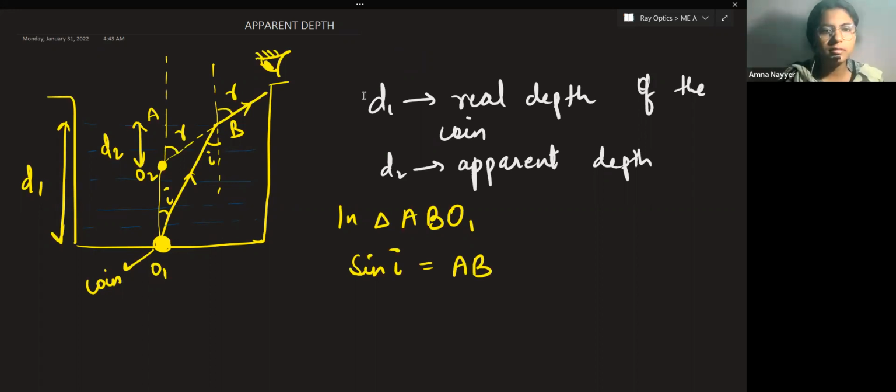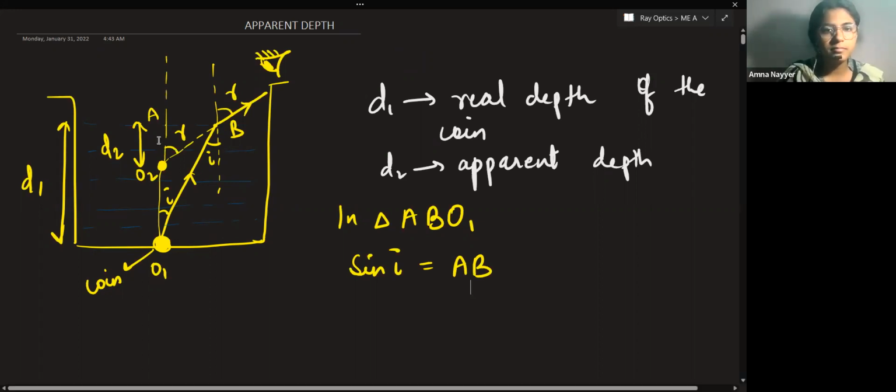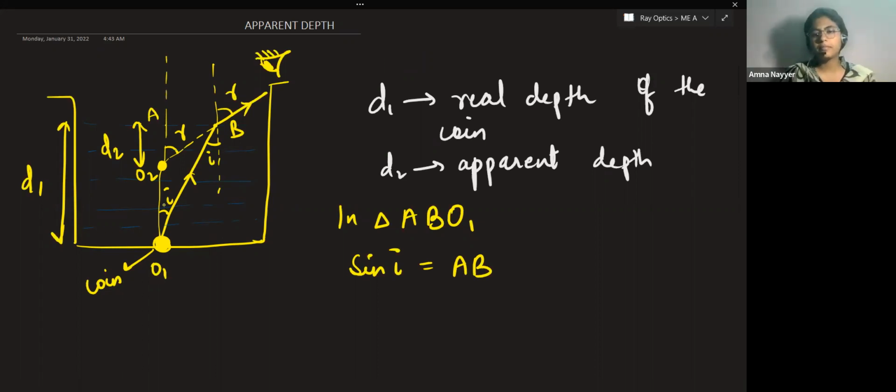Understood this one? If you look at this triangle, A, B, O1, and we calculate sin I, this will be equal to what? AB divided by O1B. AB divided by O1B. Got it?